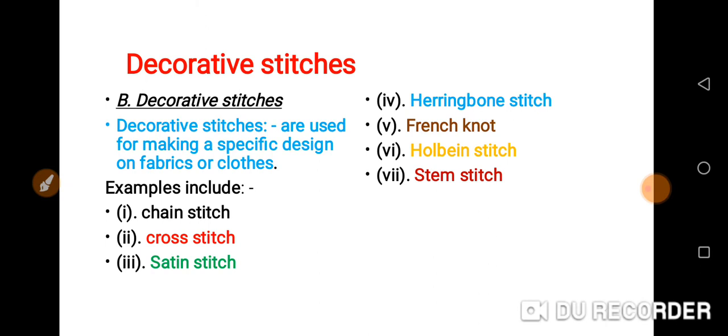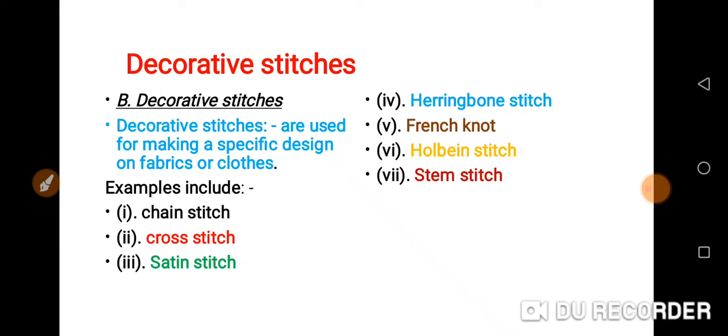The second one is decorative stitches. Decorative stitches are used to make a specific design on fabrics or clothes. These are examples. We have chain stitch, cross stitch, satin stitch, herringbone stitch, French knot, oven stitch, stem stitch. These are done on fabric.